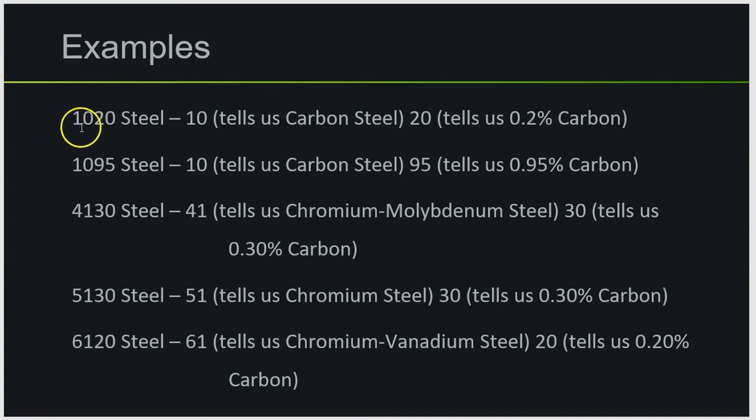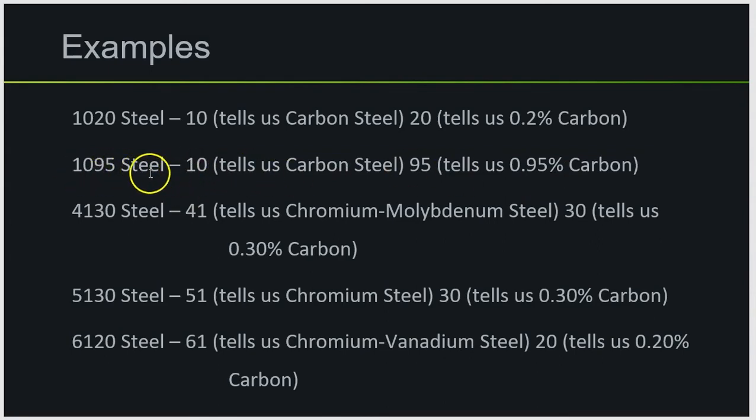Let's take the first one, 1020 steel. The first two numbers, 10, are going to tell us that this is our basic carbon steel. And the last two numbers, 20, are going to tell us that there is 0.2% carbon within this piece of steel. So 1020 steel would be considered low carbon steel. Now let's take something like 1095 steel. Again, the 10 is going to tell us that it's carbon steel, and the 95 is going to tell us that there's 0.95% carbon within this piece of steel. This is going to be something that's considered high carbon steel.